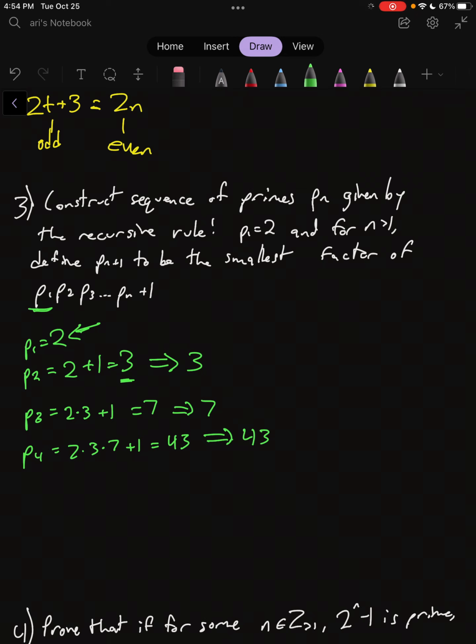Now this one's going to get really wonky. P5, and this gets out of hand pretty quick, so we're going to stop at P5. But P5 gives us 2 times 3 times 7 times 43 plus 1, which equals 1807.